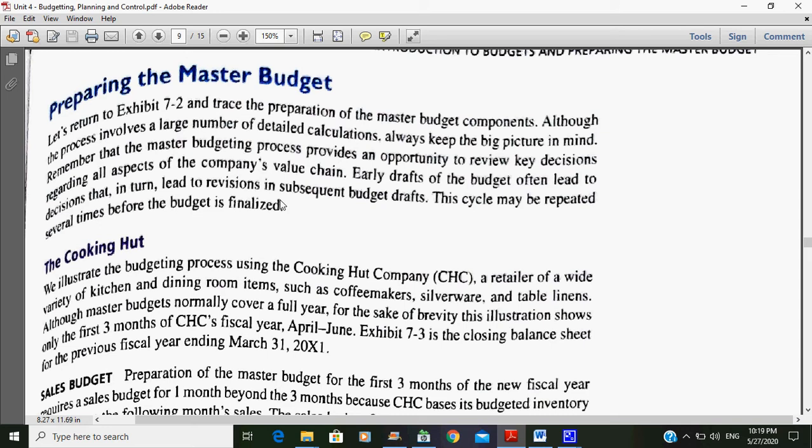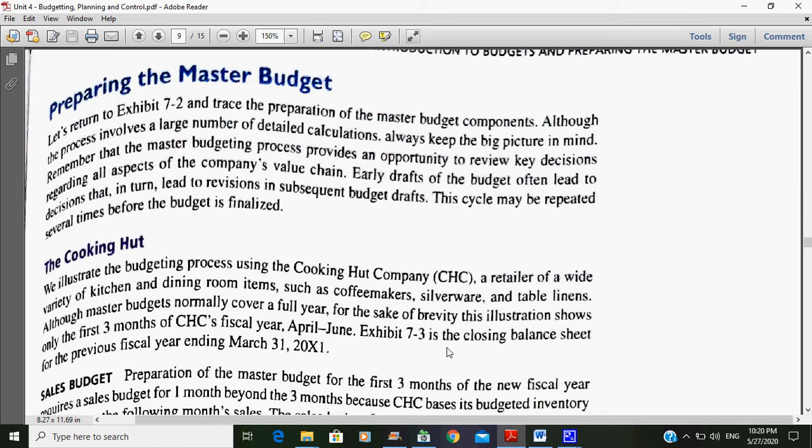Now, we're going to use this practical example to guide our calculations in the remainder of the script and for the clips to come as well. Let's listen carefully. We illustrate the budgeting process using the Cooking Hut Company (CHC), a retailer of a wide variety of kitchen and dining room items such as coffee makers, silverware, and table linens. Although master budgets normally cover a full year, for the sake of brevity, this illustration shows only the first 3 months of CHC's fiscal year, April to June. So it'll be April, May, June.